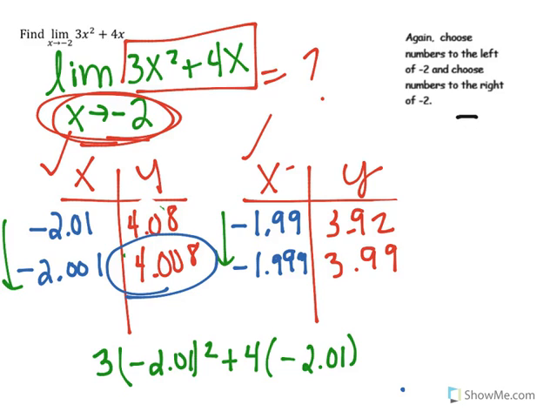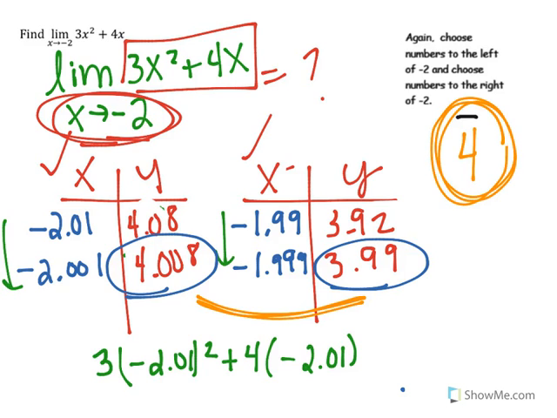So the two y values that are closest to negative 2, in this case, the x values, are y values of 4.008 and 3.99. So what y value do you think you guys are getting really, really close to with those two values? And I think you guys can all say that that will be a value of 4. Let's check and see if our plug-in method works out here.